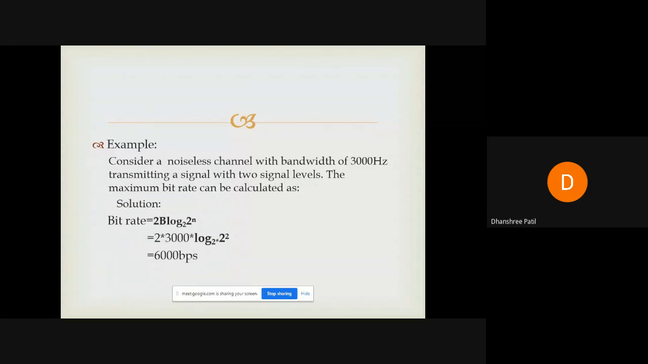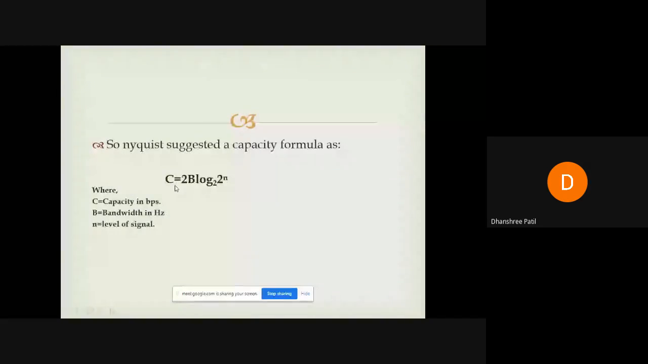Am I clear? Understood? Note down this formula. You have to solve the other examples also. There are examples. Note down the formula for the capacity: C is equal to 2B log to the base 2 raised to n. This is the formula.